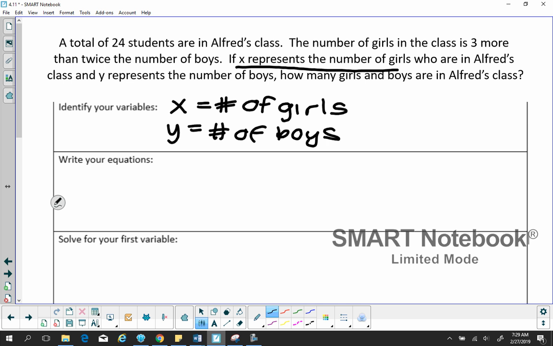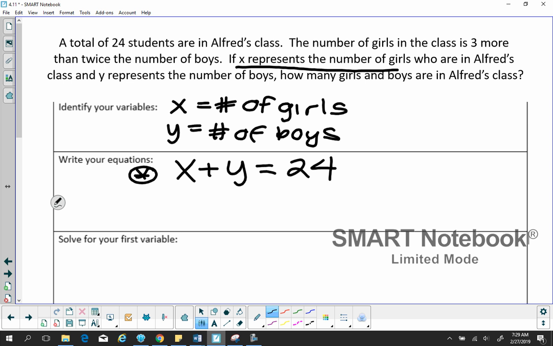Then we're going to write our equation. So we usually have total goes with total, right? So doesn't matter how many girls total and how many boys, the girls plus the boys, how many people total is there in the class? 24, right? So that's my first equation. The girls plus the boys is 24.